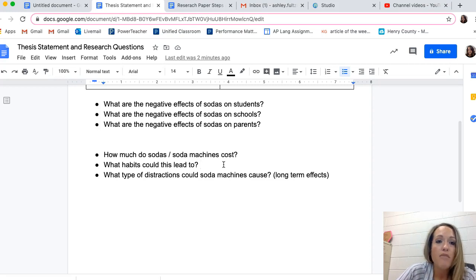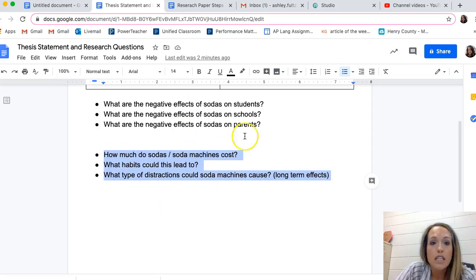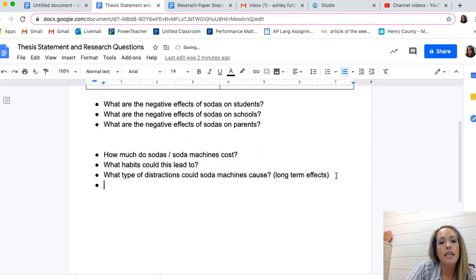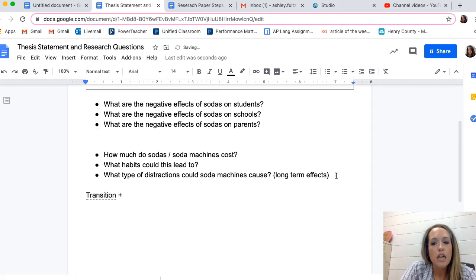So now that I have my questions, I've come up with 3. Now I need to generate topic sentences. If you'll remember, a topic sentence has a transition, and it's going to tell me what the paragraph is about. So paragraph, topic.